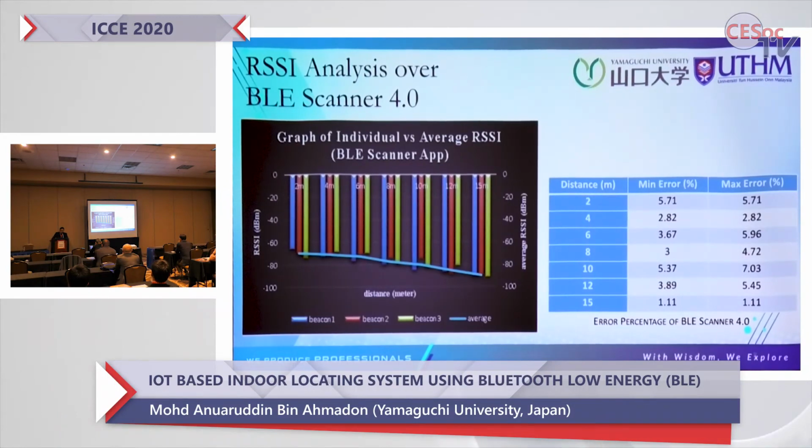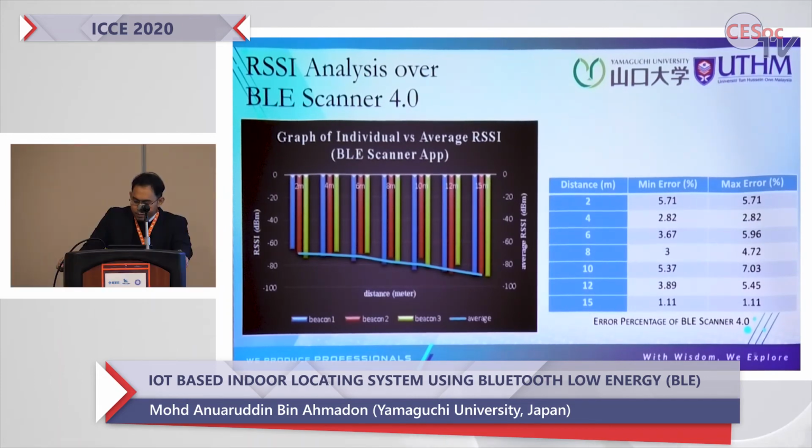First is the analysis result for the BLE Scanner 4.0. We obtained that as the distance increased, the average RSSI decreased, with minimal errors at each distance. The errors are quite low for each distance, and distances from 2 meters to 50 meters were measured.